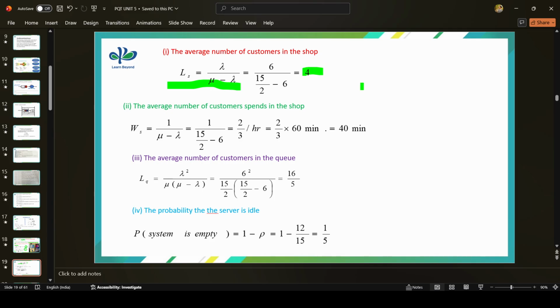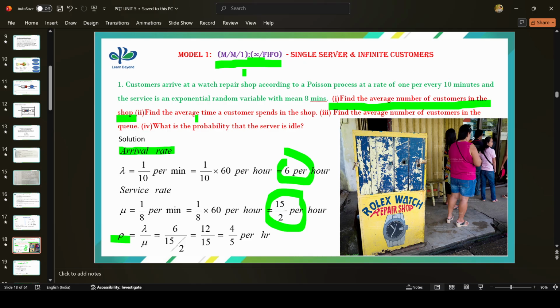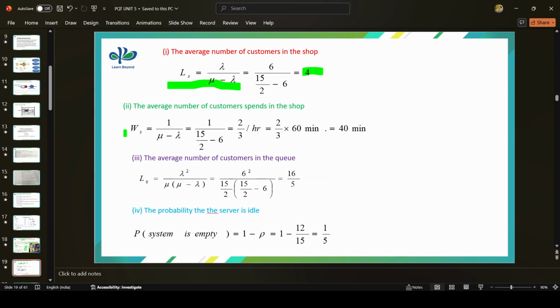Go back to the question. Next, find the average time a customer spends in the shop. This word is very, very important: in the shop, or in the queue, or in service, that is the difference. Here it is WS. Whenever the customer is waiting in the shop, the formula for WS is 1 divided by mu minus lambda. Substitute your mu value and lambda value, and you get 2 divided by 3 per hour.